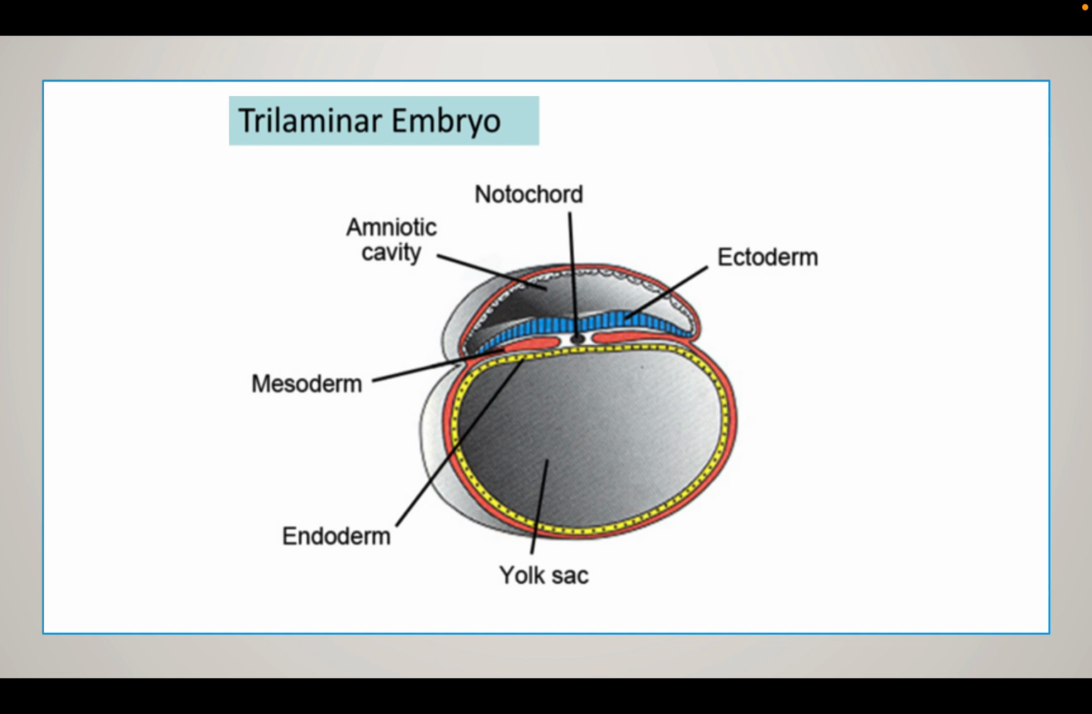Our mesoderm will differentiate into things like different types of muscle tissue, so cardiac, skeletal, and smooth muscle tissue, as well as our blood. Our blood is derived from mesodermal tissue.